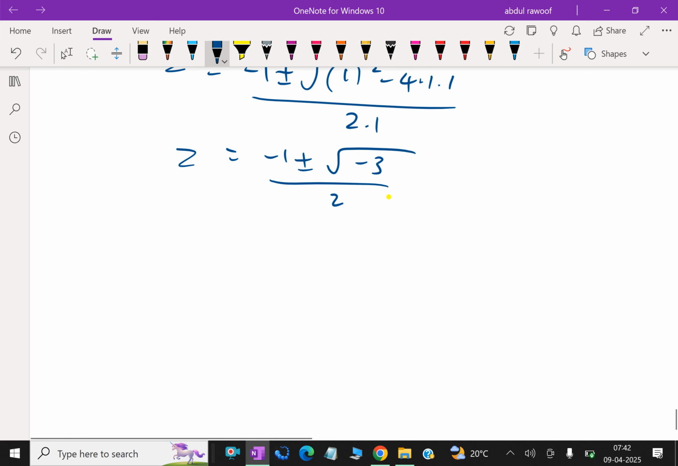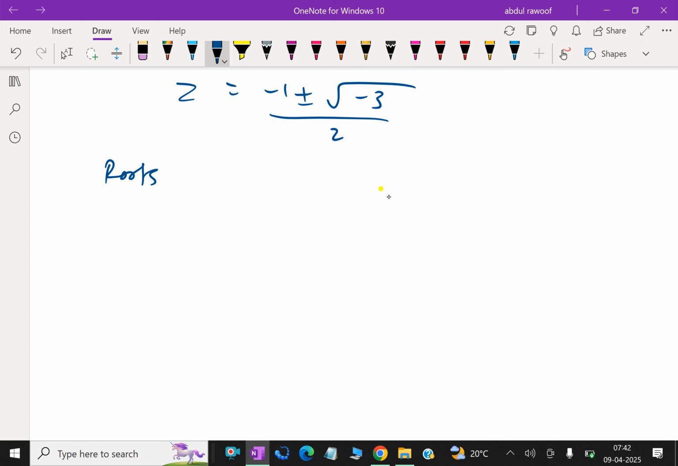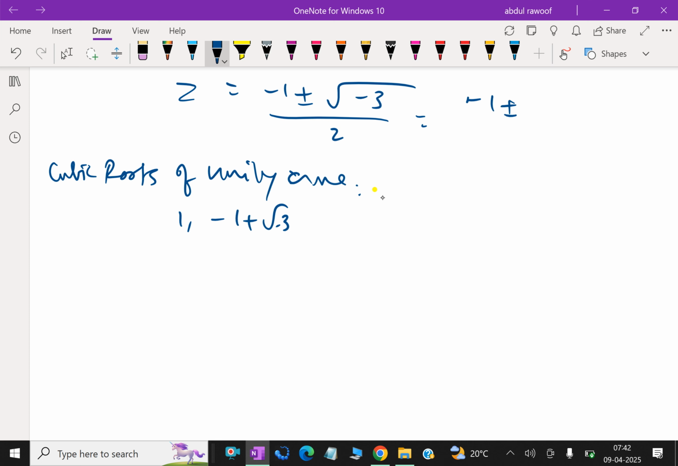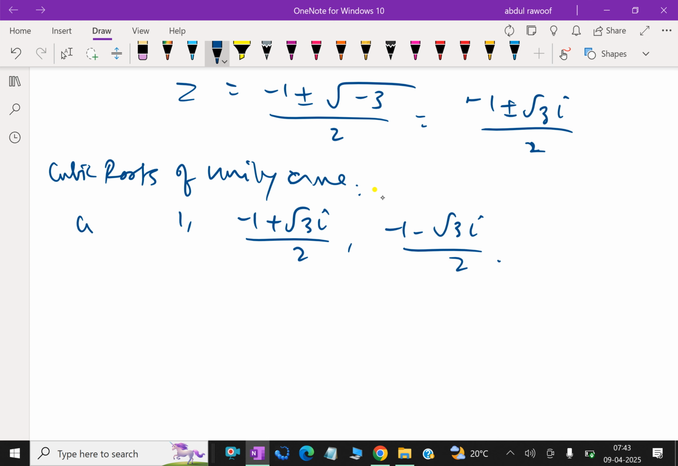Therefore the cubic roots of unity are: the first root is 1, the second root is (−1 + √3 i)/2, and the third is (−1 − √3 i)/2. These are the cubic roots of unity.